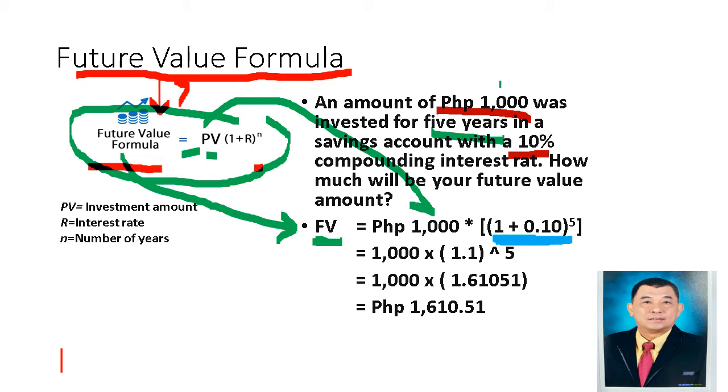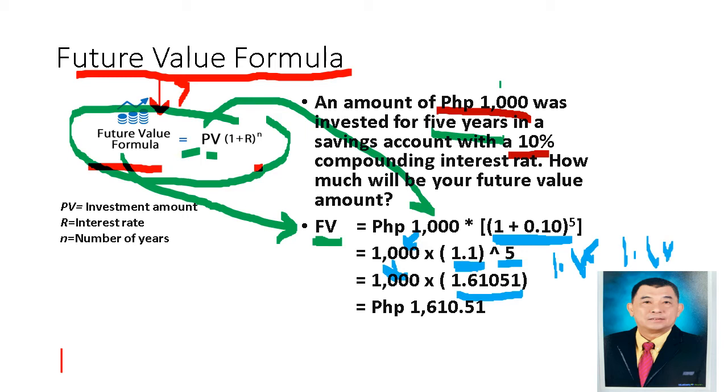You have to add first this one so that it will be 1.1 raised to the fifth power. Okay? So, try to process this one. Bring down 1,000 times 1.61. Meaning to say, 1.1 times 1.1 until you get to the fifth.